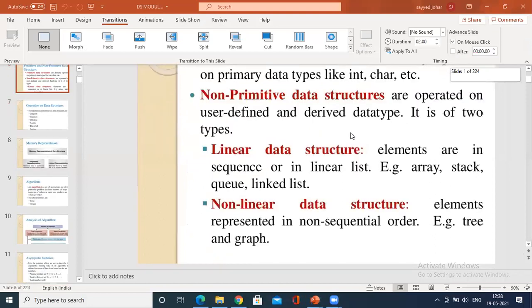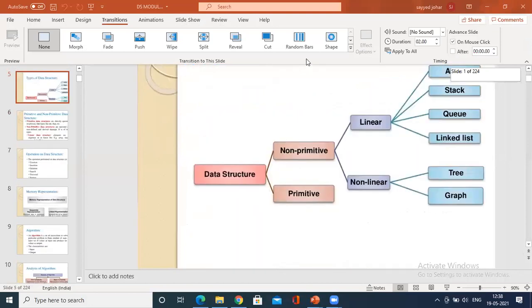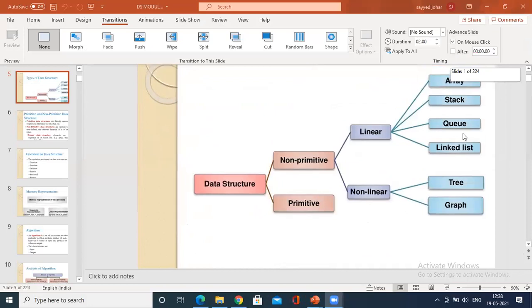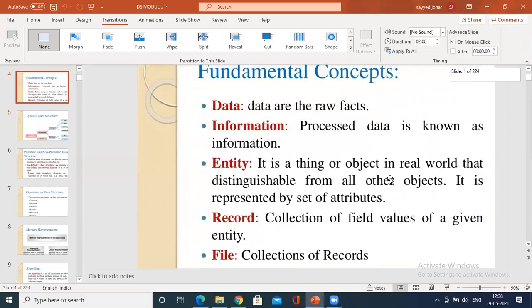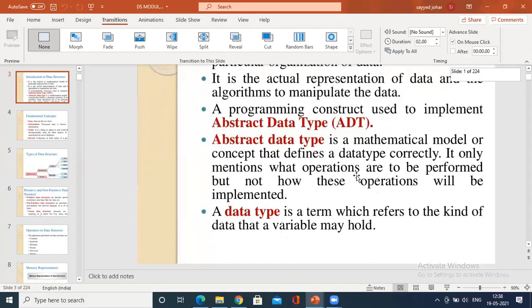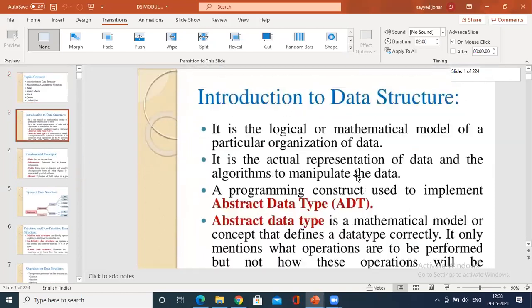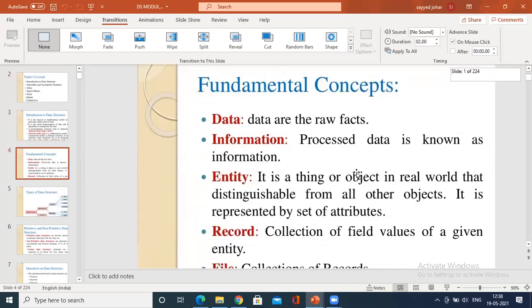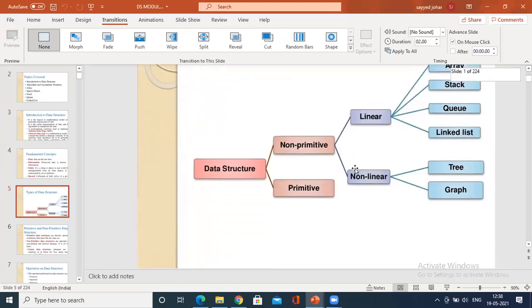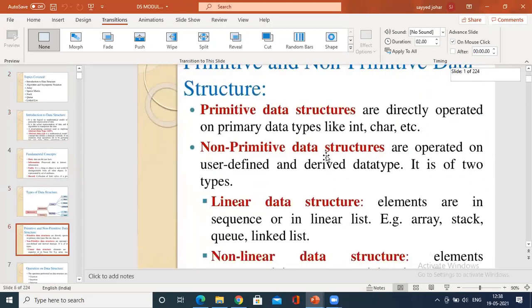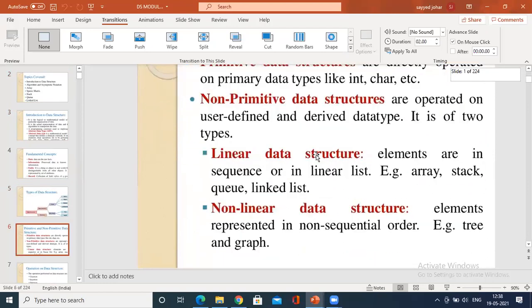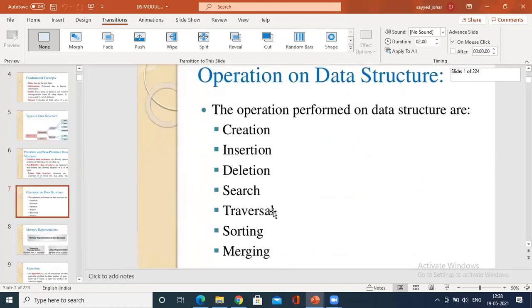We have studied this PPT with respect to the types of data structures, what is linear and what is non-linear. All these data structures we are going to study, from the syllabus point of view, till the 5th module. We have studied introduction to data structures, fundamental concepts, types of data structures, the meaning of primitive and non-primitive, and the operations that could be performed on them.